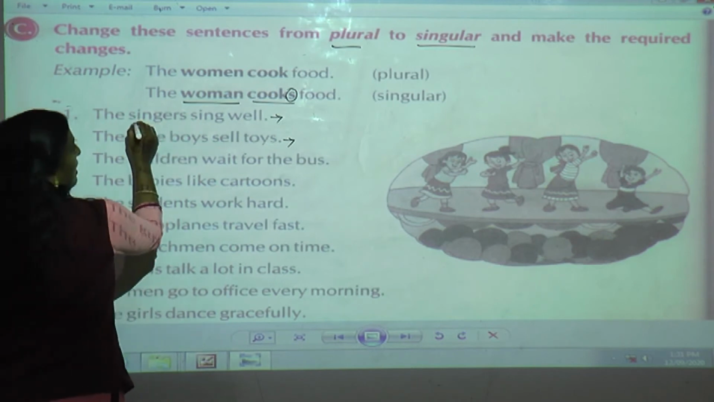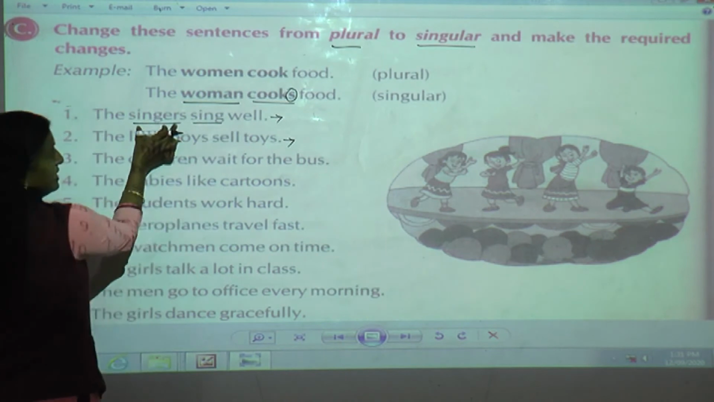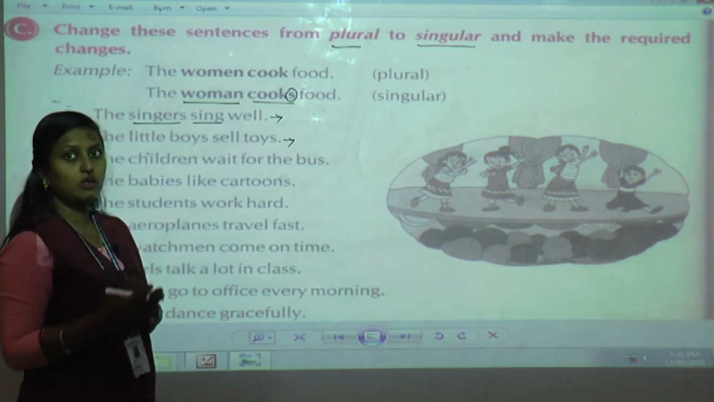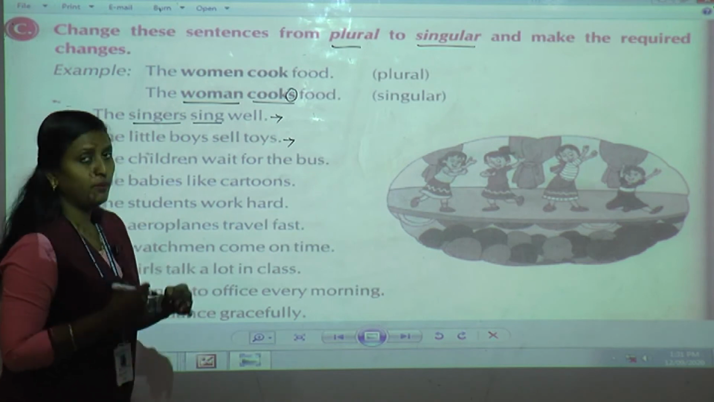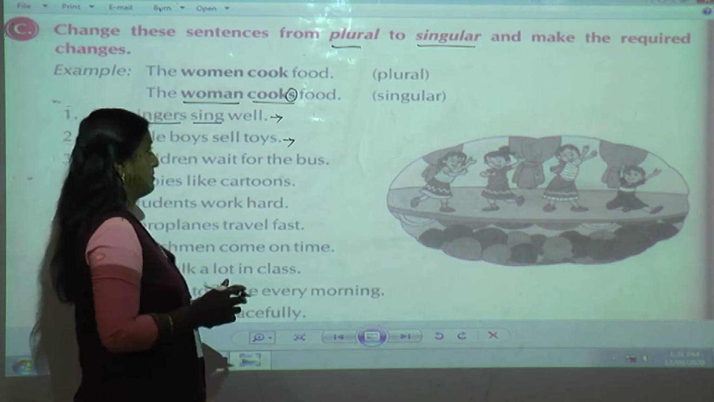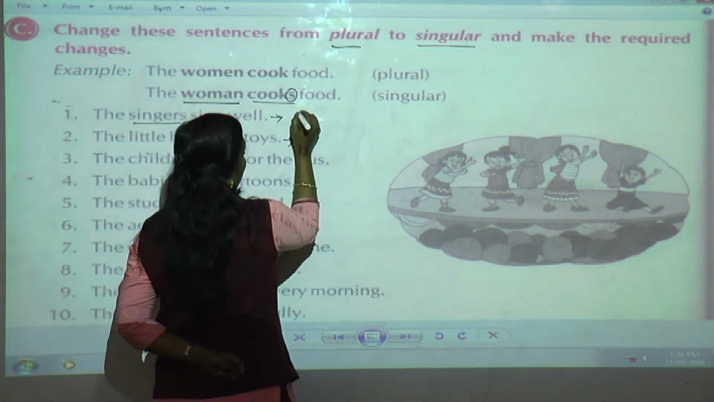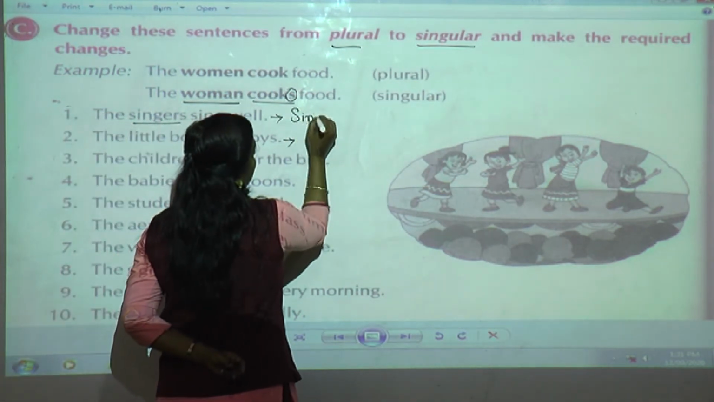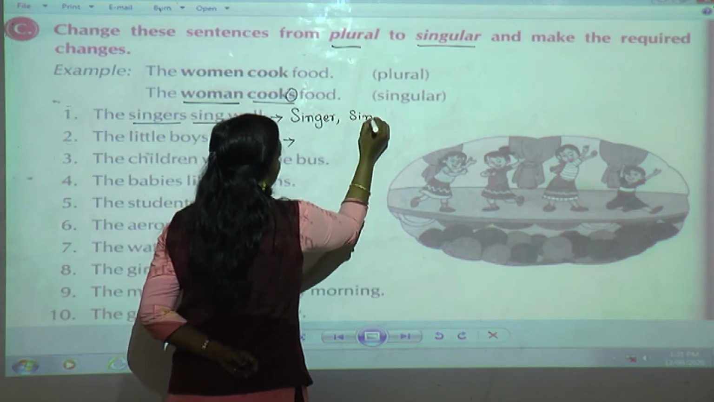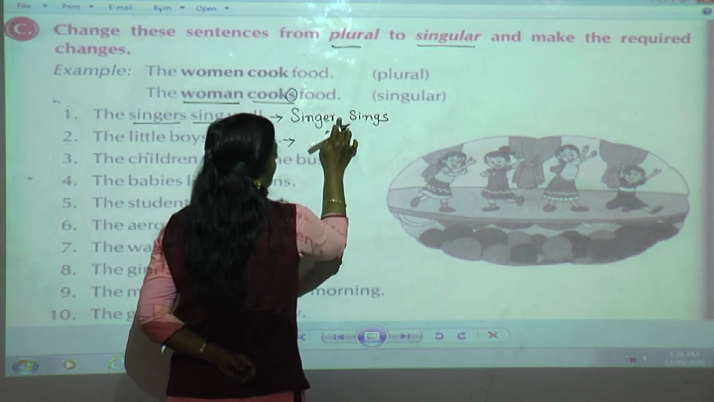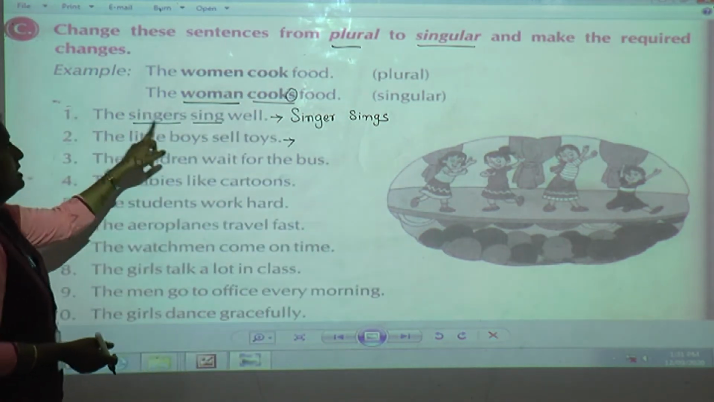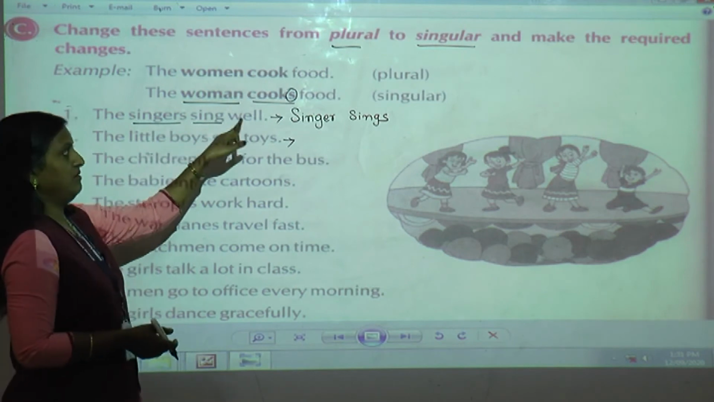Singers and sing. Now singers is in which form? Yes, it is plural. I will make it singular. And when I make that singular, my verb will have s. Okay? So what will be the answer? The singer sings well. No need of comma. Directly write: singer sings. The singer sings well.